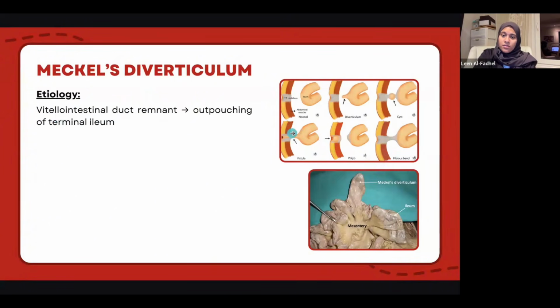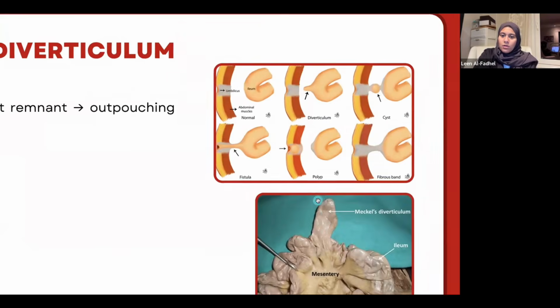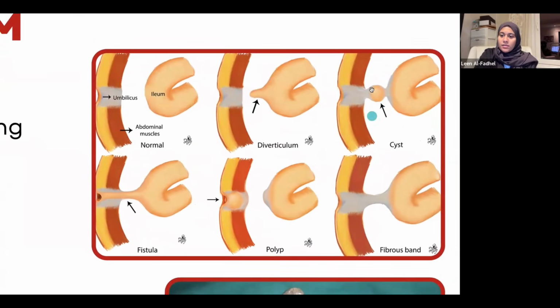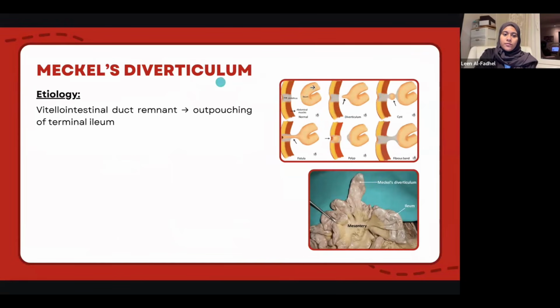It did not disappear by the seventh week. So what happened to it? It will become like an outpouching of the terminal ileum. Okay? In Meckel's diverticulum in specific, it will become a diverticulum right over here. So it's like a full pouch. However, it can go through different anomalies, like it can be a cyst, or a fibrous band, or a polyp, or a fistula, okay, or a diverticulum, like in Meckel's diverticulum.